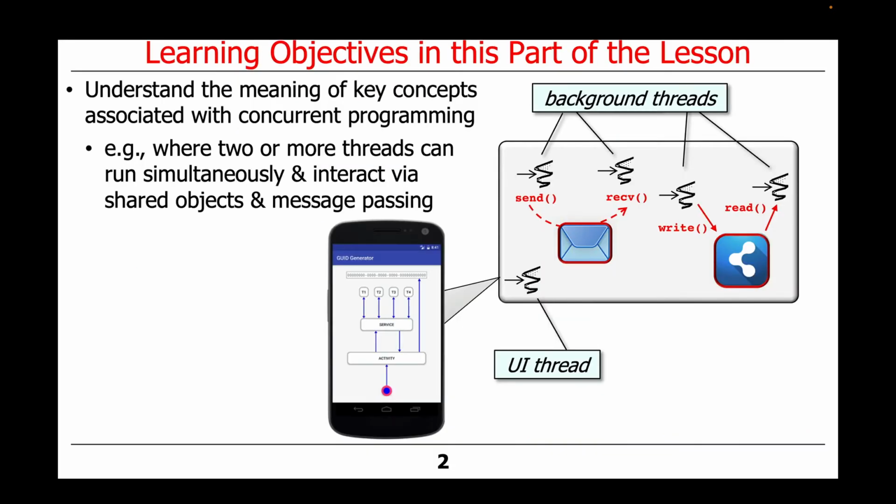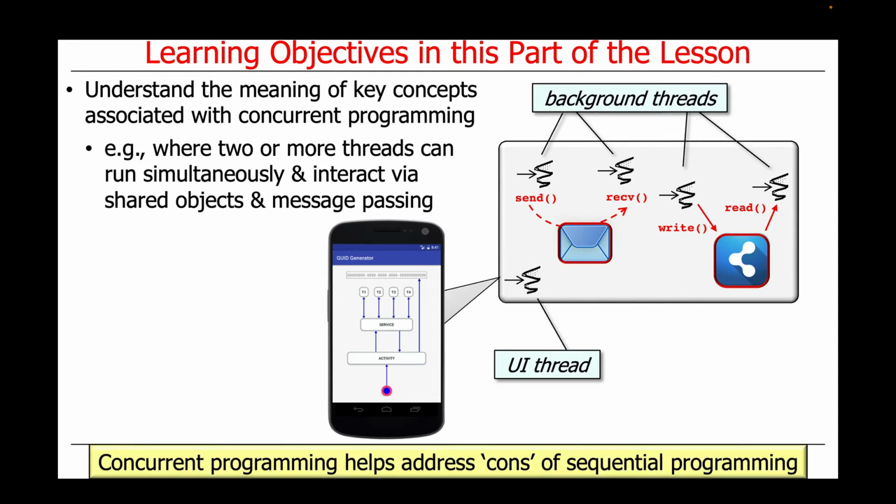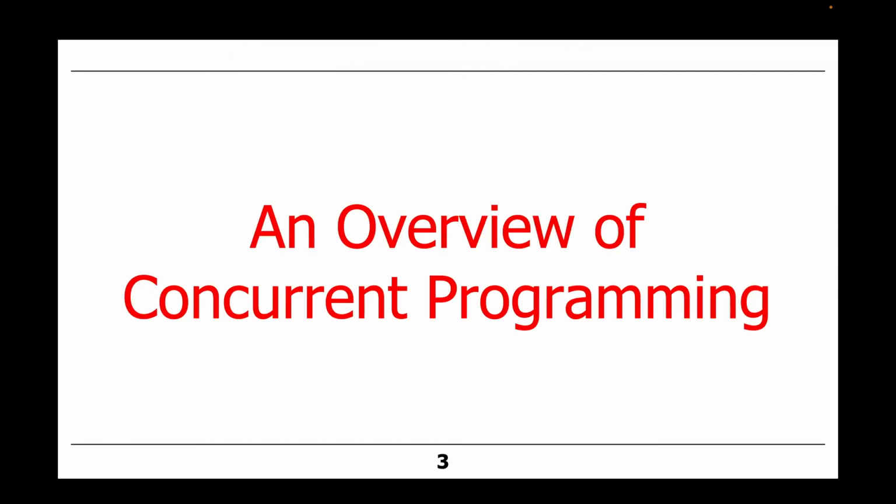So what we're going to do here is talk about some of the key concepts associated with concurrent programming, which is a programming model where two or more threads run simultaneously and interact by various means, including shared objects and message passing, as we'll soon see. Not surprisingly, concurrent programming is one way to help address some of the cons of sequential programming. In particular, it helps address some of the responsiveness issues we talked about if you have input coming from multiple sources and output going to multiple sinks. And in some cases, you can also use concurrent programming to take better advantage of multi-core processors.